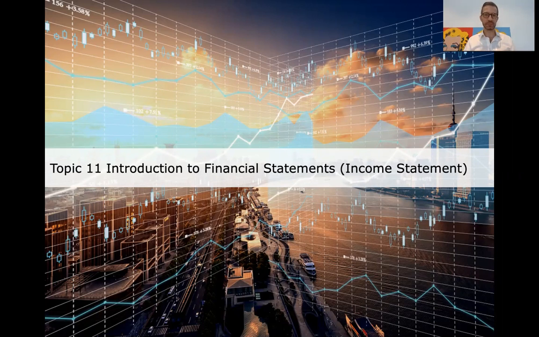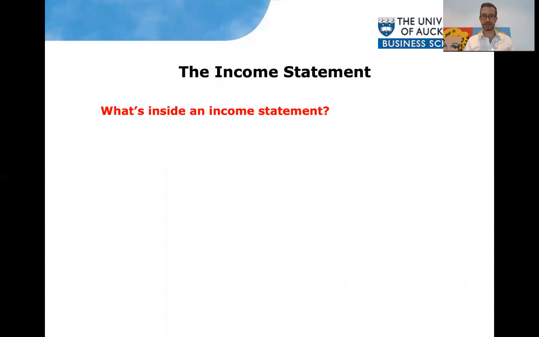Today we will discuss topic 11, Introduction to Financial Statements, and in particular we will focus on the income statement. In the previous class we discussed the balance sheet, which is a snapshot of the assets and liabilities that the company has at one point in time, while in the income statement, we will see the revenues, costs, and profit of a company across a certain time. It can be 1 quarter, 6 months, or maybe 12 months. So let's dig inside this interesting topic.